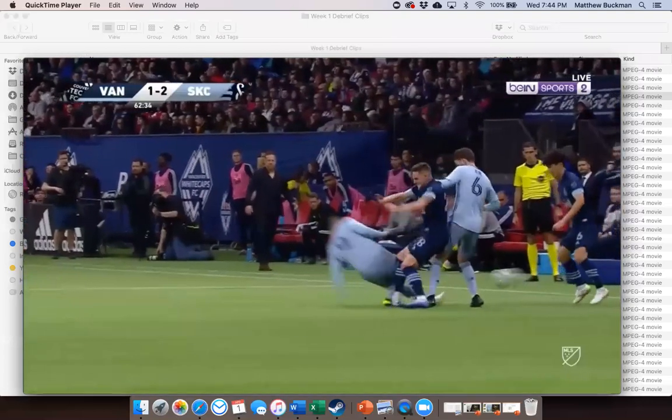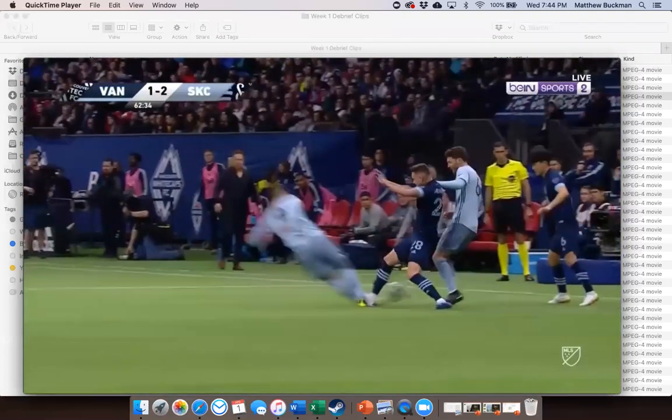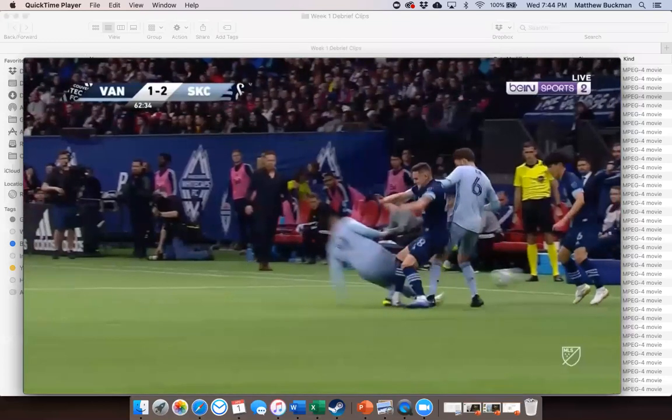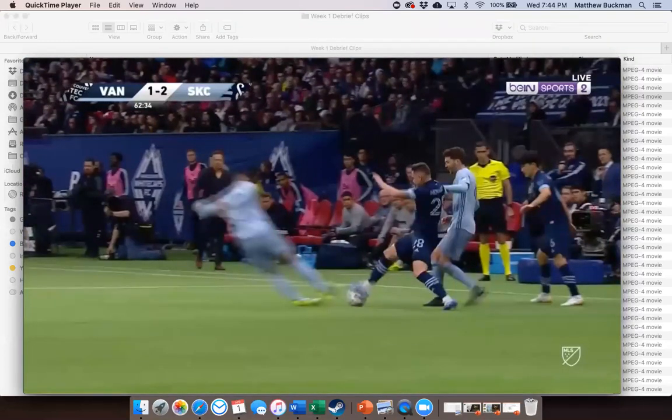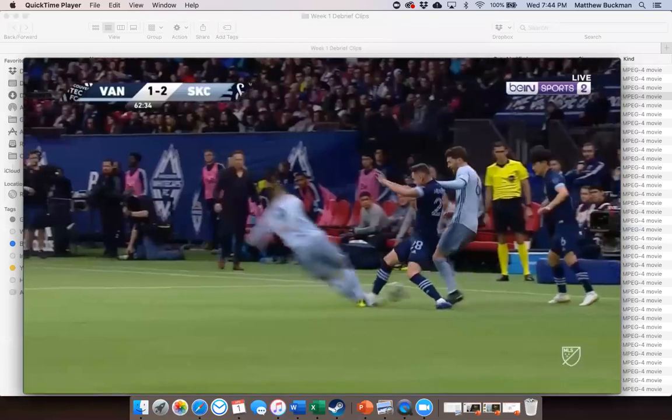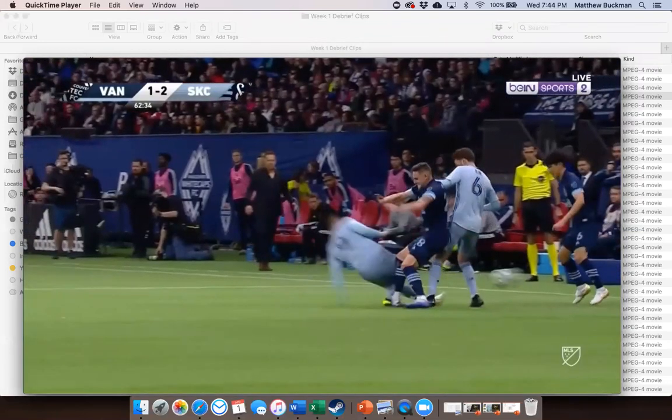So I don't know that it's fair to say that this light blue player is coming in a reckless manner, but even still, both players coming in a reckless manner doesn't change the decision of what happened. And what happened here is the blue player mistimes the challenge and stomps on the top of the foot.